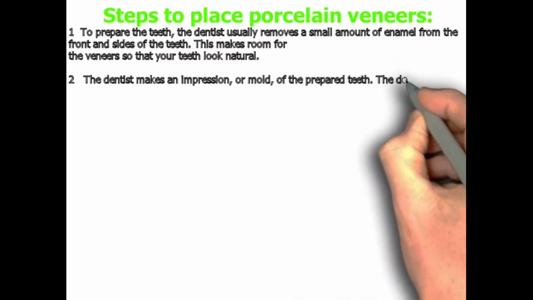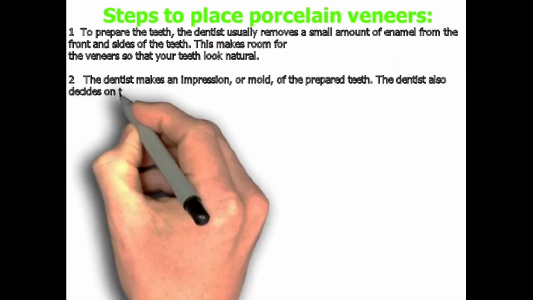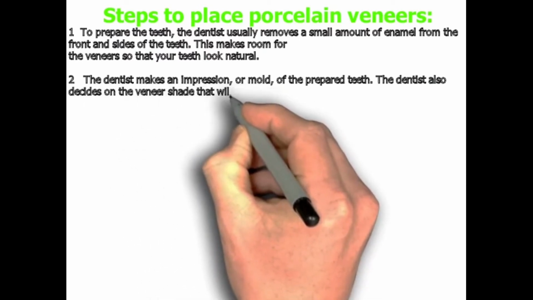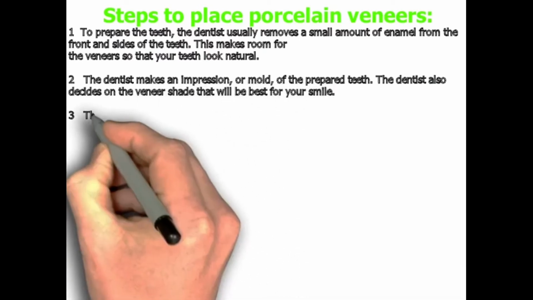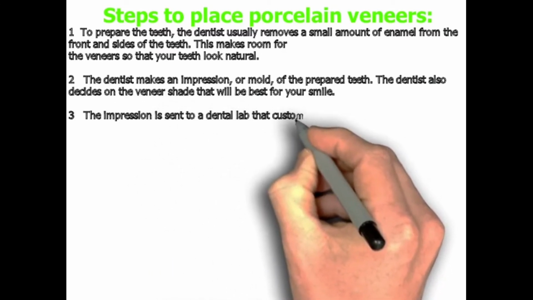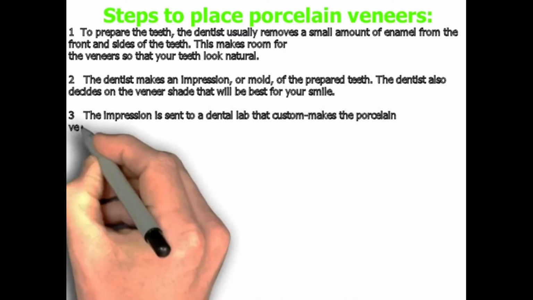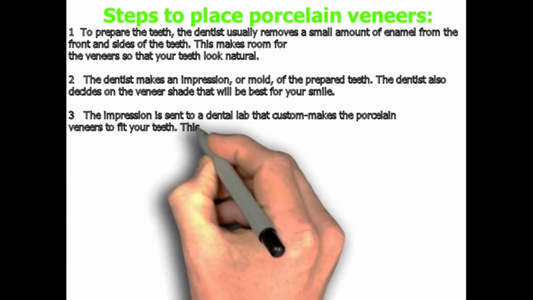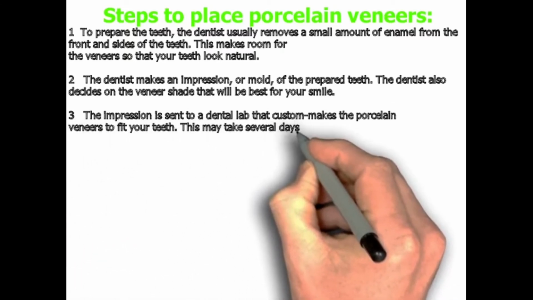Steps to place porcelain veneers. Number 1. To prepare the teeth, the dentist usually removes a small amount of enamel from the front and sides of the teeth. This makes room for the veneers so that your teeth look natural.